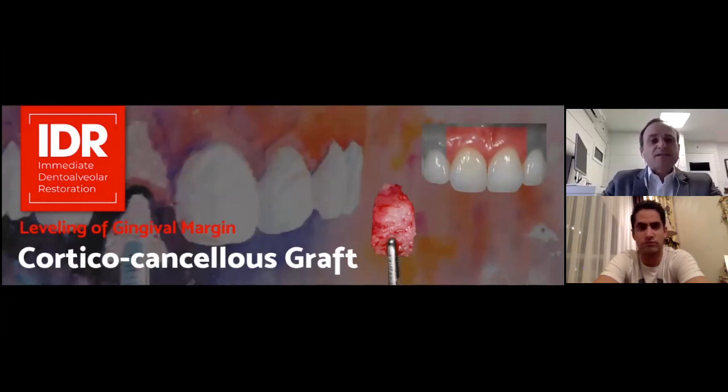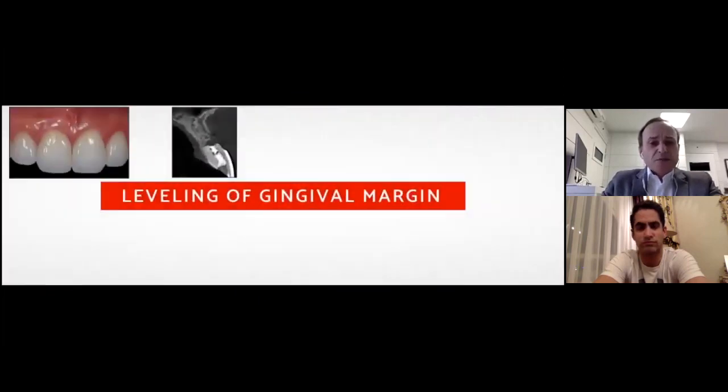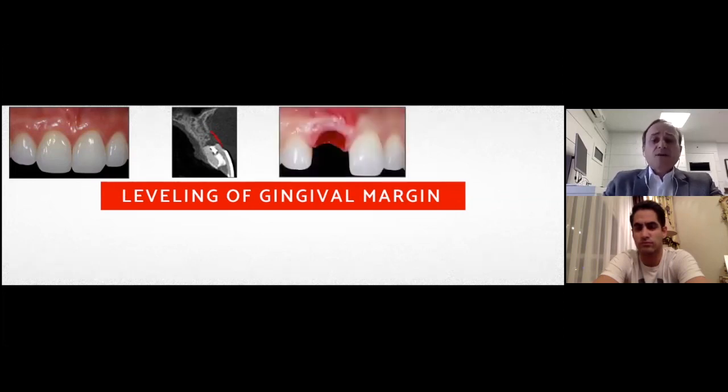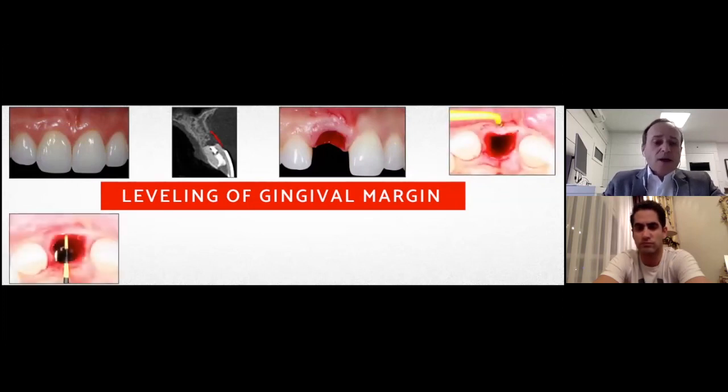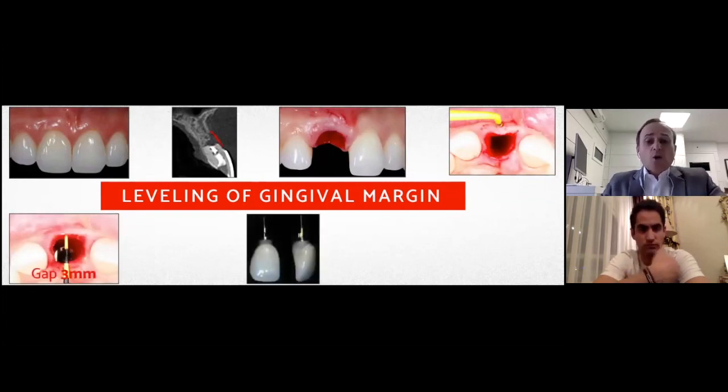Let's start talking about a case where the patient has leveling of the gingival margin using cortical cancellous graft. This patient came to us several years ago, presenting the right central incisor condemned to be extracted. She had an accident and we tried to save this tooth, but did not succeed. In combination with bone loss, we extracted the tooth, applying minimally invasive procedures. We confirmed the total loss of the buccal wall. We installed the implant with palatal wall anchorage, and we left a gap of around 3 millimeters, as we usually do. We made our provisional restoration using the patient's own crown.